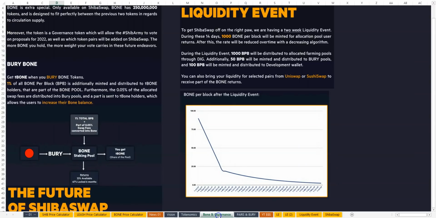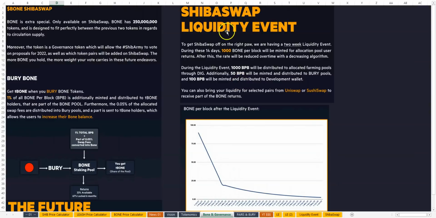Okay. Now the liquidity event. Reading from the latest version of the WOOF paper, it says here, to get ShibaSwap off on the right paw, we're having a 2-week liquidity event. Now, during these 14 days, 1,000 bone per block will be minted for allocation pool user returns. After this, the rate will be reduced over time with a decreasing algorithm.